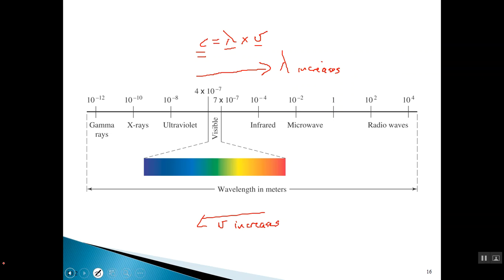So those forms of radiation, for example, gamma rays, have a wavelength of about 10 to the minus 12. So the wavelength is relatively small, so therefore you'd expect that the frequency of these forms of radiation will be very high. And for the radio waves, where the wavelength is very large, you'd expect the frequency to be very small at that end.